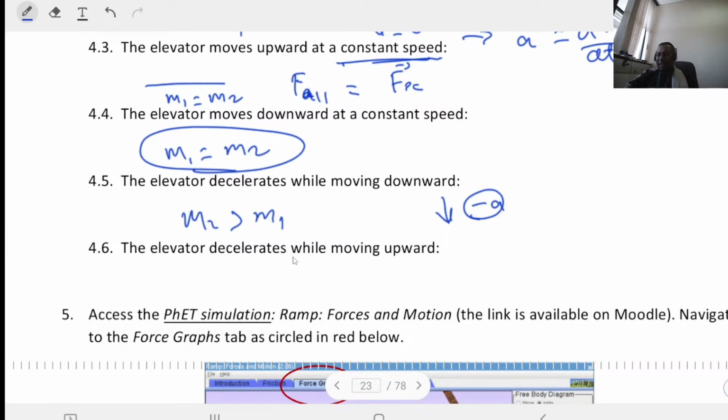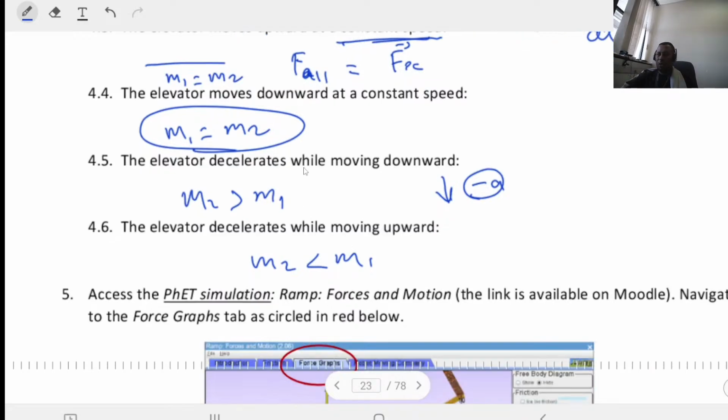The elevator decelerates while moving up. Now look, it's accelerating up and then it slows down again. You become weightless. Here, therefore, m2 is less than m1. I am happy if you go through this question thoroughly and understand it very well. It's a very good question actually.